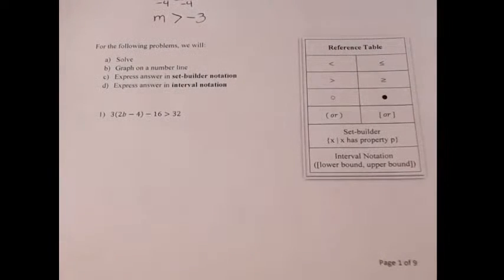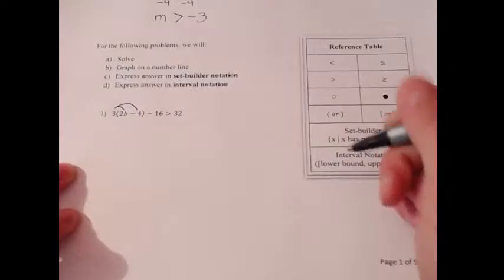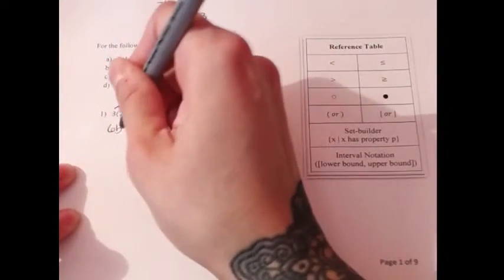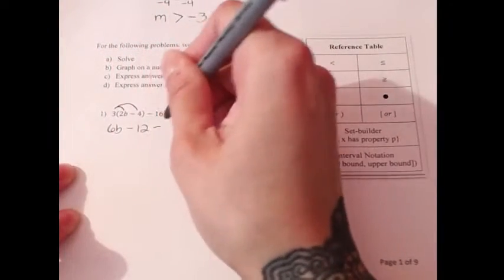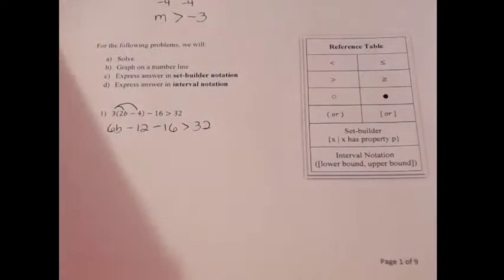So our very first problem reads 3 times 2b minus 4 minus 16 is greater than 32. Naturally, all of you would say, oh, well, I'm just going to distribute 3. So you go ahead and you just distribute 3 to each term. So you have 6b minus 12 minus 16 is greater than 32. I love it. So far, so great.